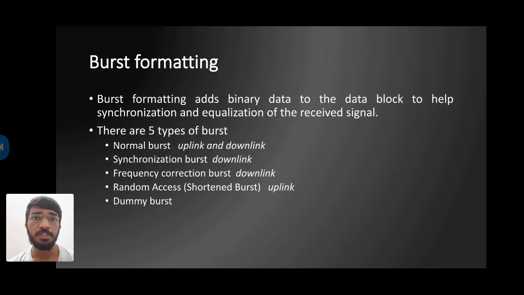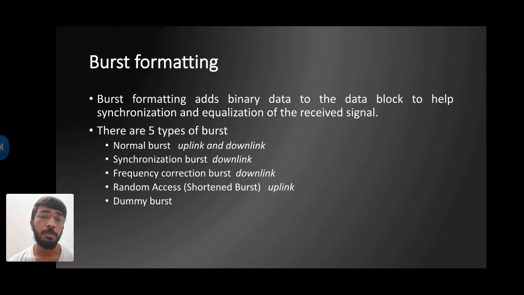Now we will discuss burst formatting. Burst formatting adds binary data to the data block to help synchronization and equalization of the received signal. There are 5 types of burst: normal burst, synchronization burst, frequency correction burst, random access burst, and dummy burst. Every burst has some well-defined bit structure.